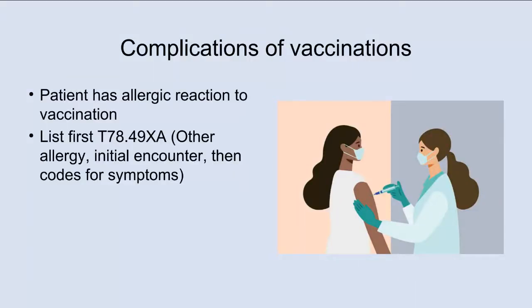So sometimes the patient will have an allergic reaction to the vaccination. In this case, list first Z78.49XA, other allergy initial encounter. And then you're going to code the codes for the symptoms.